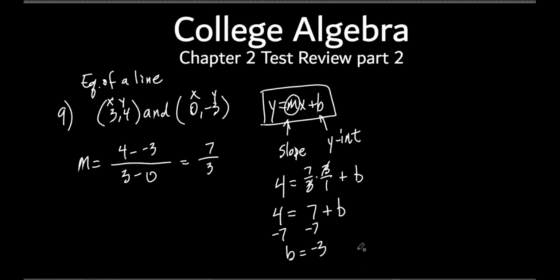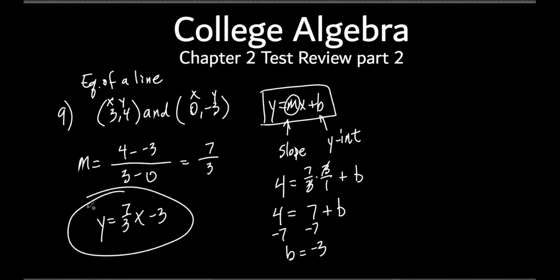-3. Now we got to put it all together to write the equation of a line. We need to make it look like y equals mx plus b. So now I'm just going to put y equals m, found that earlier, 7/3, then the x, then the b. What's the b? -3. That right there is the equation of a line that goes through those 2 points.